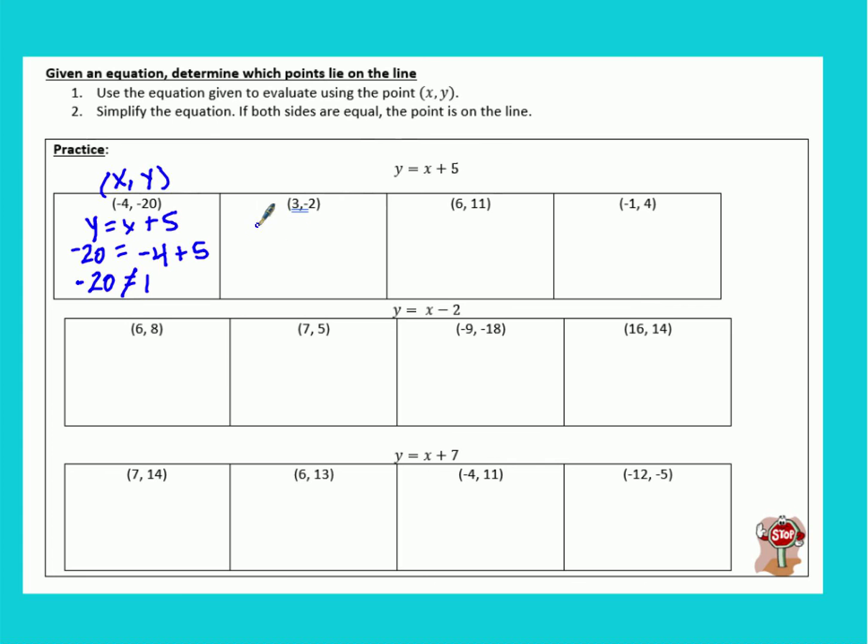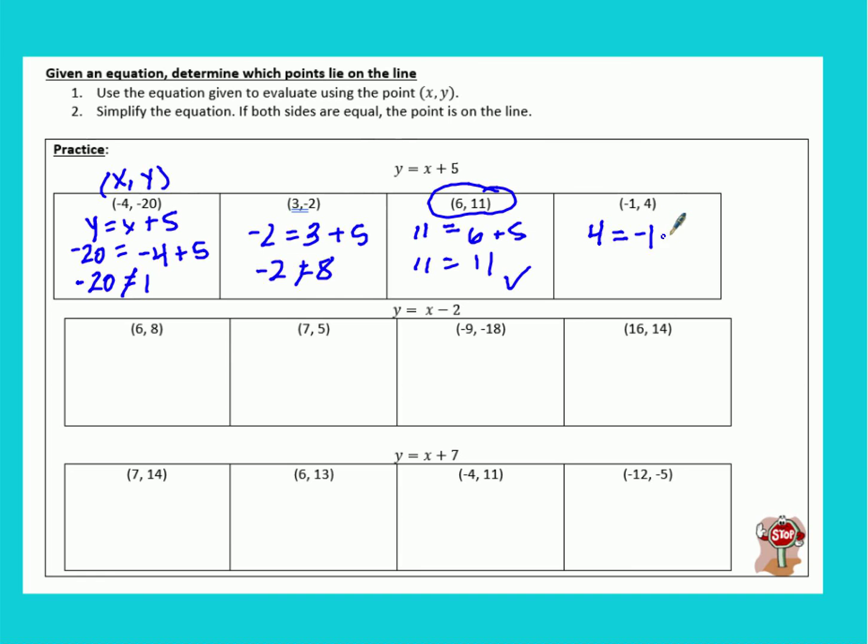In our next one, we have -2 should equal 3 plus 5. 3 plus 5 is 8, so this does not equal. So this won't be on our line. In our next example, we have 11 equals 6 plus 5. And 6 plus 5 is 11, so this is true. So (6, 11) will be on the line of y equals x plus 5. In our last example, it should be 4 equals -1 plus 5. And -1 plus 5 does get us 4, so this is true. And (-1, 4) is a point on this line.